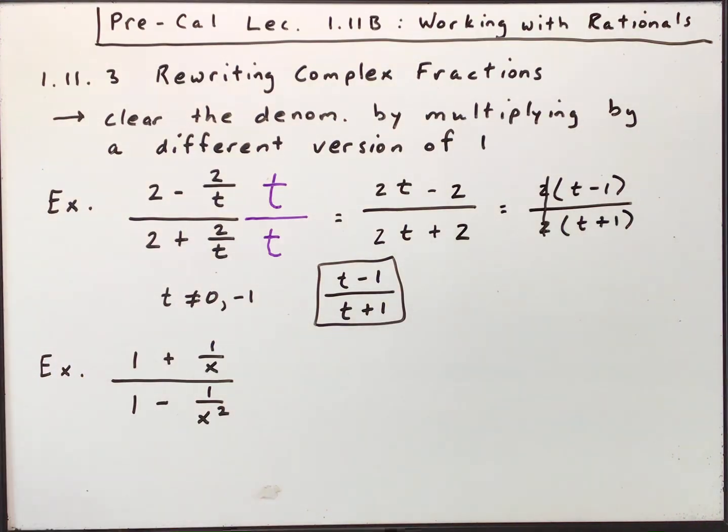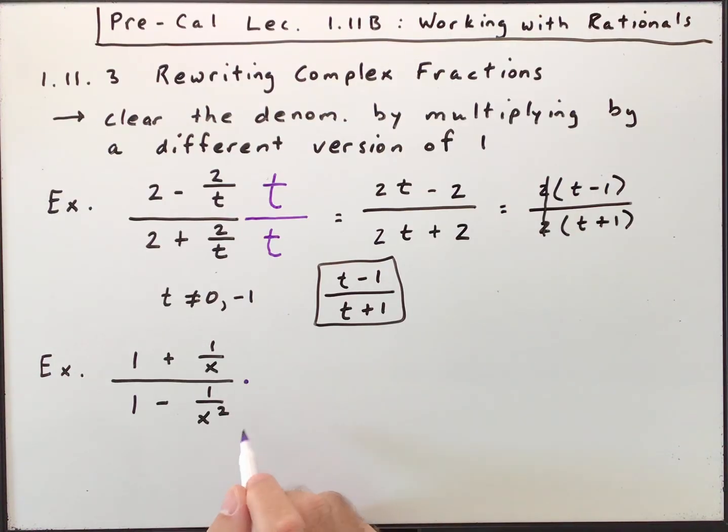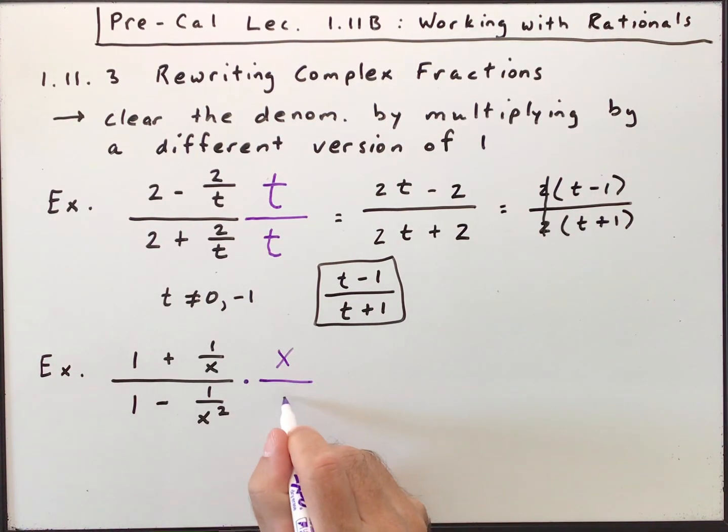But we could also do like the last one and come up with a clever version of 1 that would get rid of both of these fractions, okay? Because that's what we want to do. We just want a singular fraction, something over something, not a fraction over a fraction. How about, so if we did x over x, so I'm going to write this out, but I'm going to erase it because it won't work.